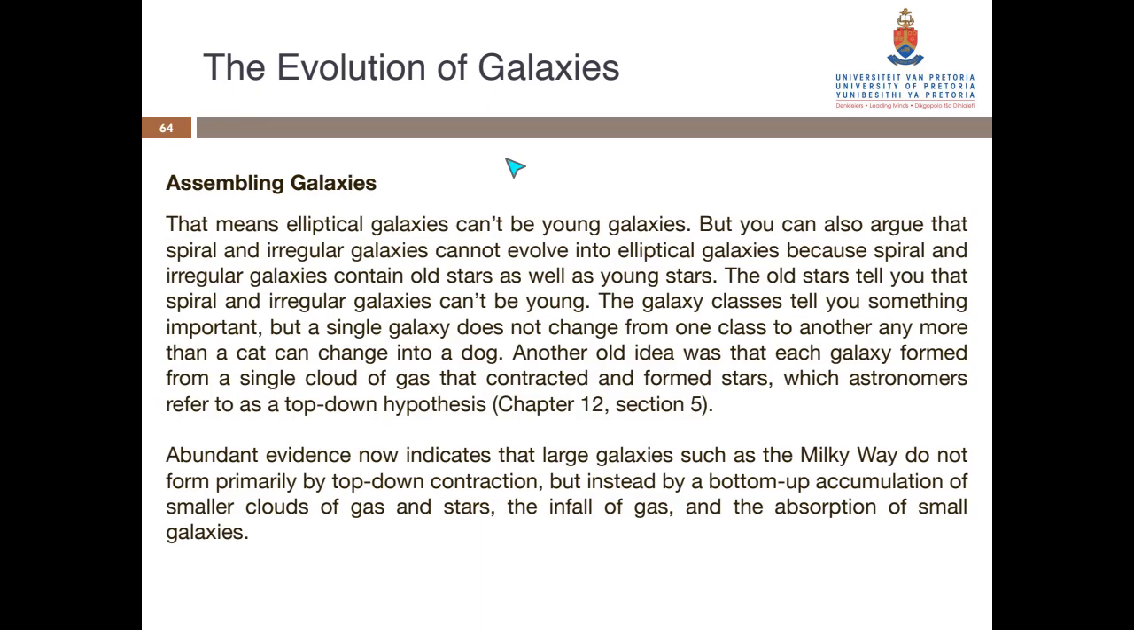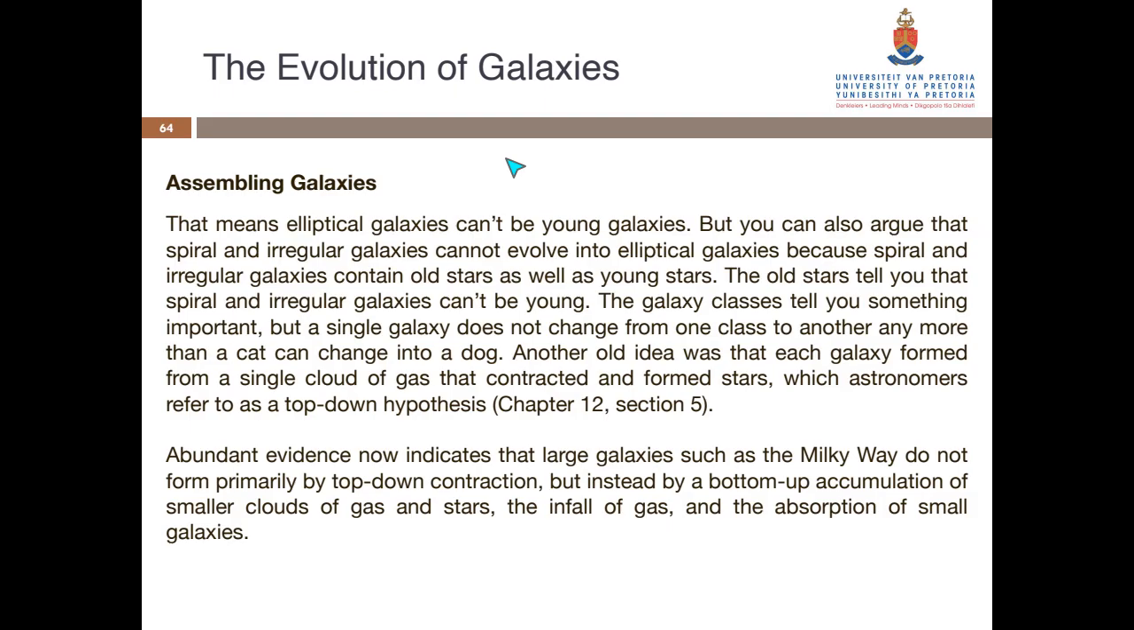So you can read through these slides. It just gives more information about how these different galaxies are formed. But I want to jump ahead to active galactic nuclei and quasars.